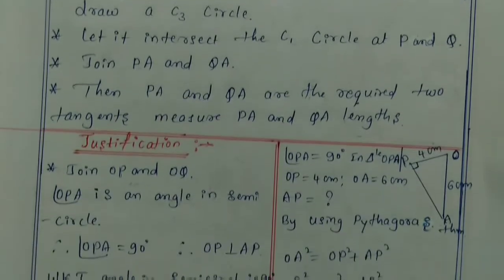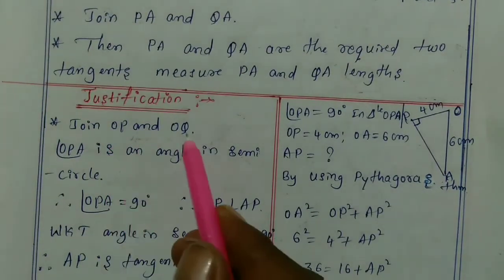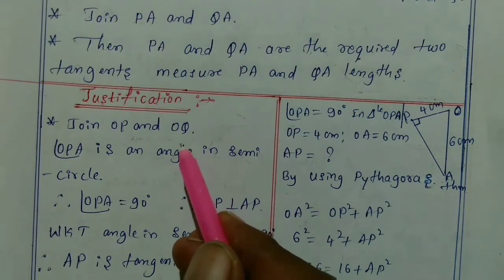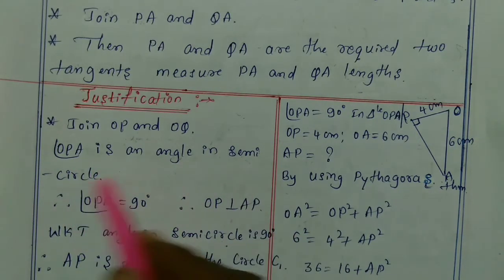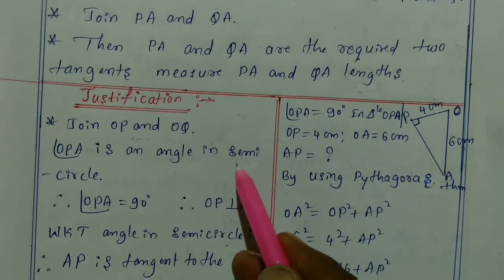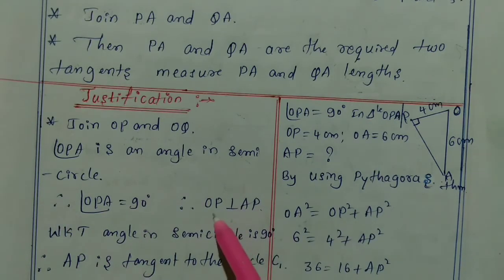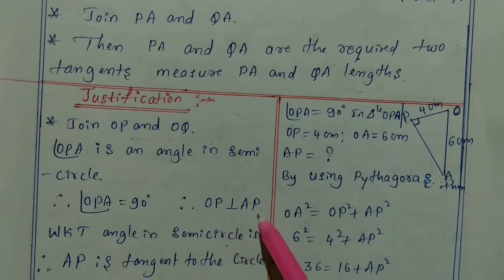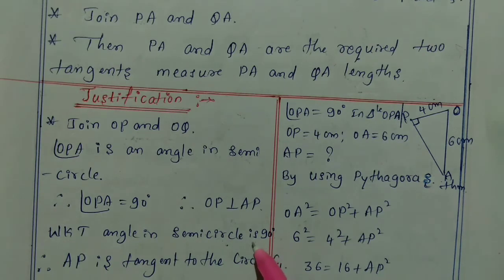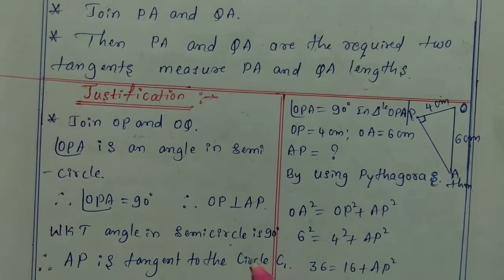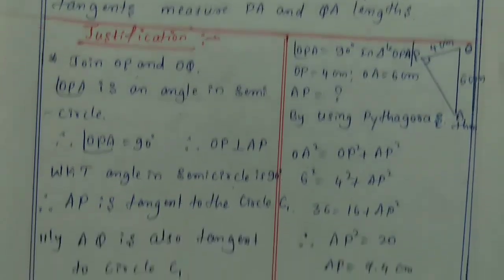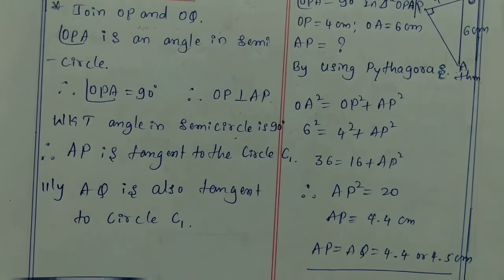You can join OP and OQ. After that, here angle OPA is an angle in a semicircle. Angle in a semicircle is 90 degree. So therefore OP is perpendicular to AP, you can write, because we know that angle in a semicircle is always 90 degree. So therefore AP is the tangent to the circle, right? Similarly, AQ is also tangent to the circle C1, right?